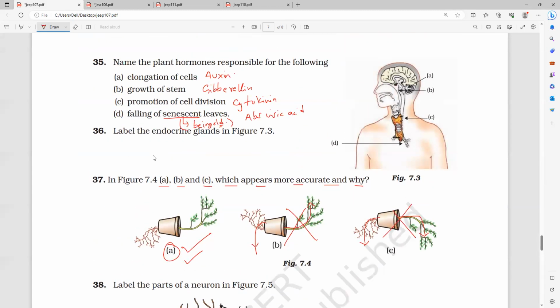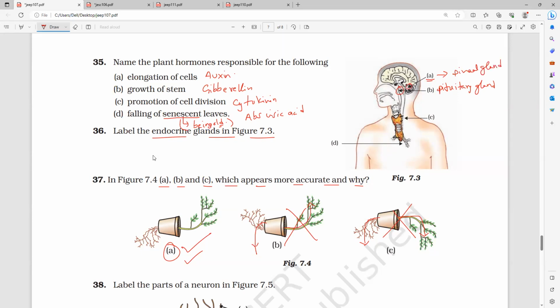The 36th question is left. Label the endocrine glands in figure 7.3. What are the endocrine glands in figure 7.3? First, let us start with A, king of glands. Sorry, B, the main gland which controls all other glands. What is the gland? Pituitary gland. And the gland present here, what is it called? Pineal gland.